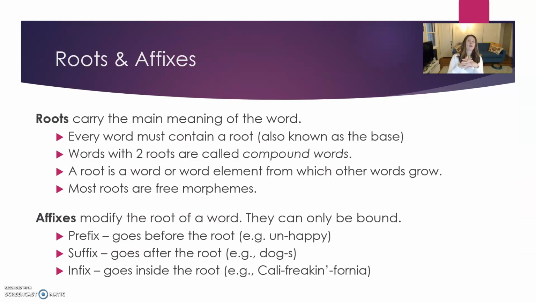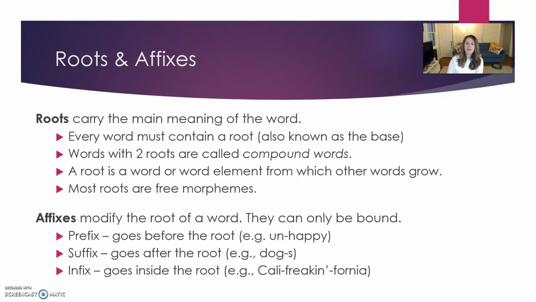So next we have to talk about roots and affixes. So roots are the morphemes that carry the main meaning of the word. So every word must contain a root, right? Words with two roots are called compound words. A root is a word or word element from which other words grow, meaning that once we have our root, we're going to add on to that to make more words. And most roots are free morphemes, okay?